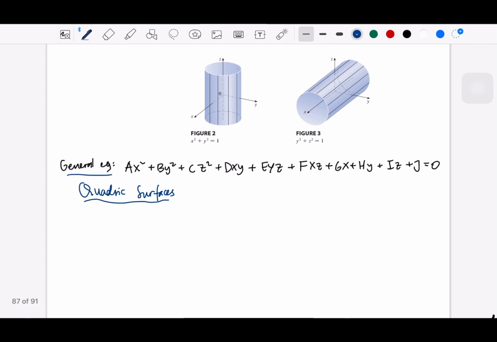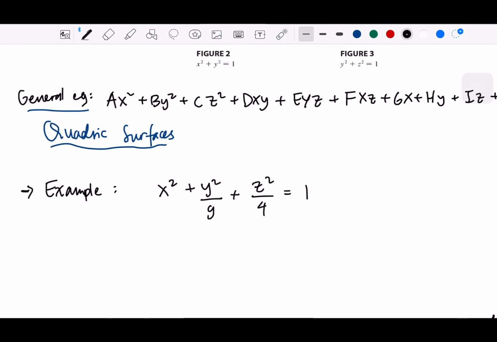Okay, to get through all the shapes in the surface, let me go through an example of how we trace the shapes. Let's say we start from x squared plus y squared over 9 plus z squared over 4 equal 1. Now, how do we identify this?